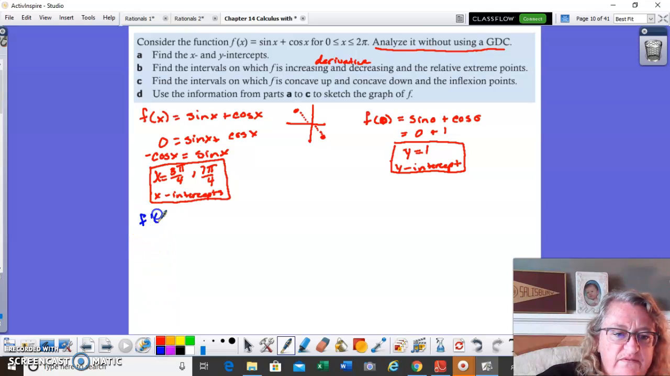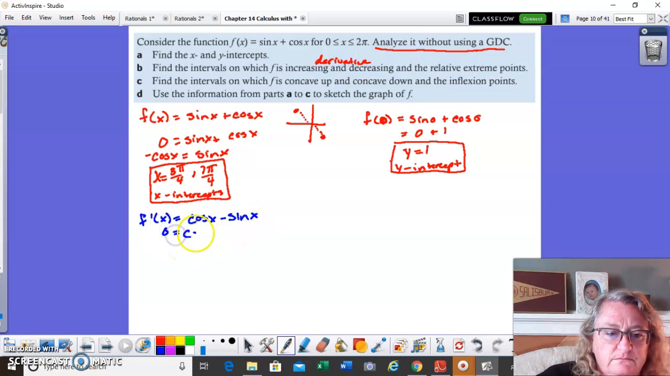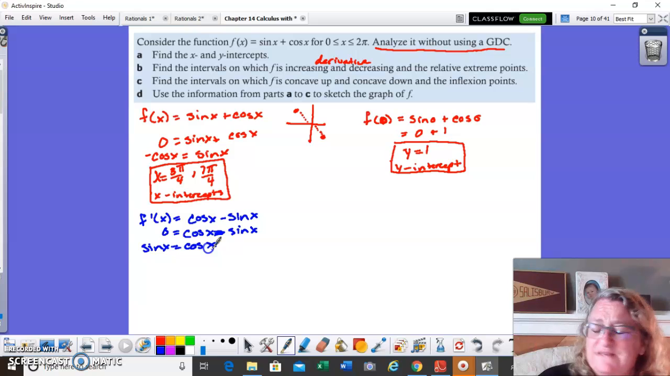So the derivative is equal to, well, the derivative of sine is cosine. The derivative of cosine is negative sine. Okay, so let's go ahead and find out where this thing equals 0. Now, minus sine x. So let's add sine x to both sides. So sine x equals cosine x. All right, well, it's kind of the same deal. Here we're looking for the same value of the sine of x as the cosine of x.